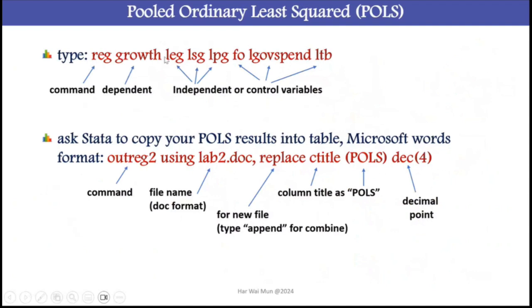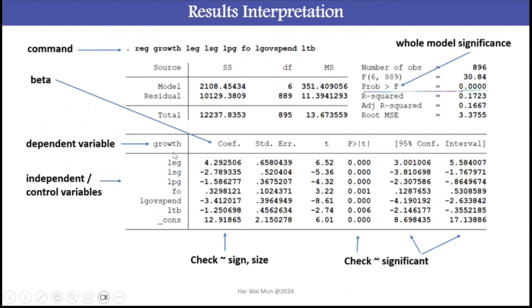Beta for growth, beta 1, beta 2, beta 3, beta 4, beta 5, beta 6, beta 7. No, growth is the dependent variable. So beta 1 is for this one. So you see, coefficient. So LEG, this one is the beta for the LEG, the coefficient for LEG. Then this negative 2.7893 is the coefficient for LSG. This one, negative 1.25, is the coefficient for LTB, right?